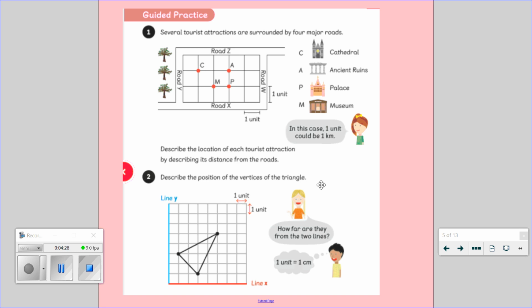In 2, you have to describe the position of the vertices, that means the corners, of the triangle. But here, they only give you 2 lines. We have line X and line Y. So if we look at this bottom one, how far is it from Y? And how far is it from X?